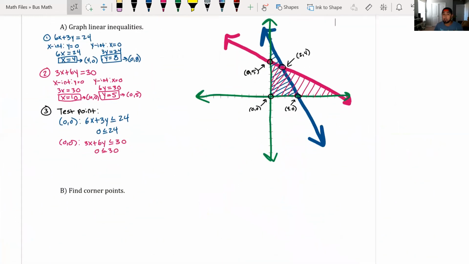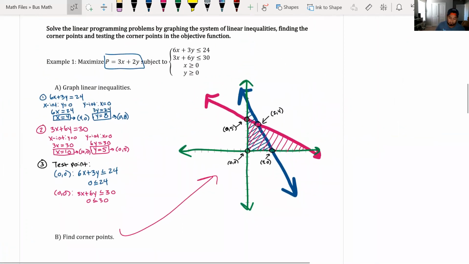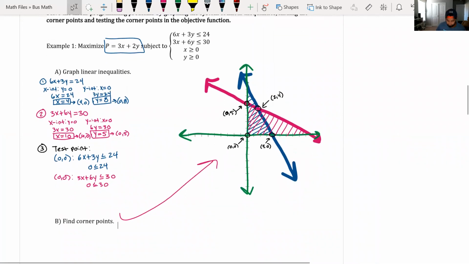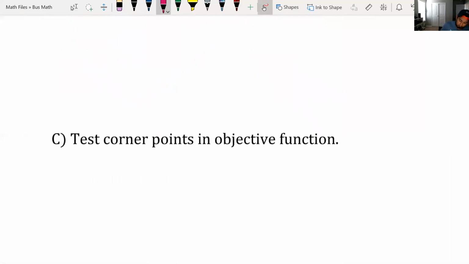Okay, so we have graphed the linear inequalities, we have done the test point, and now we are going to label the corner points, which I did already. Here are our corner points. Next it says, take your corner points and test them in the objective function. Our objective function is P = 3x + 2y.